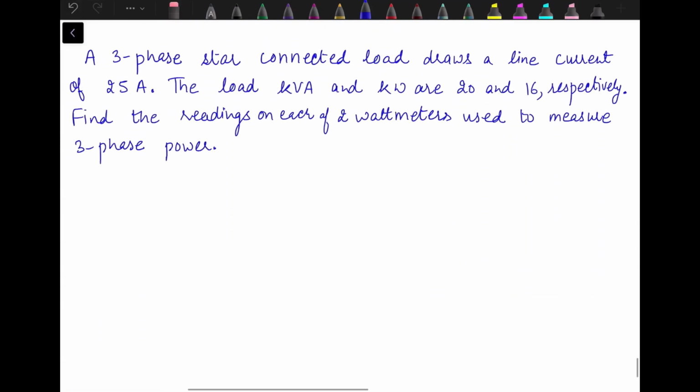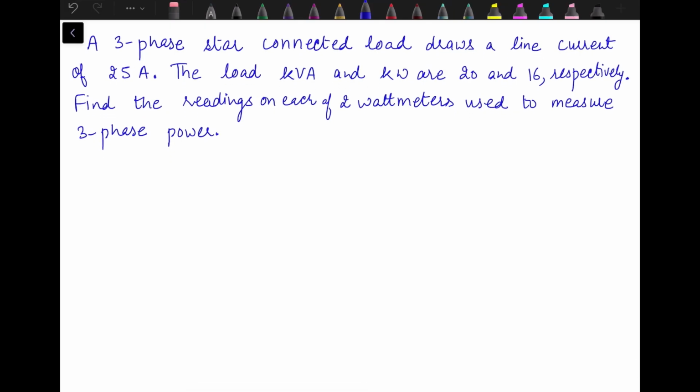A three-phase star-connected load draws a line current of 25 amperes. The load kVA and kilowatt are 20 and 16. So apparent power is 20 kVA, active power is 16 kilowatt. It means the load is consuming 16 kilowatt power. Find the readings on each of the two wattmeters used to measure the three-phase power.